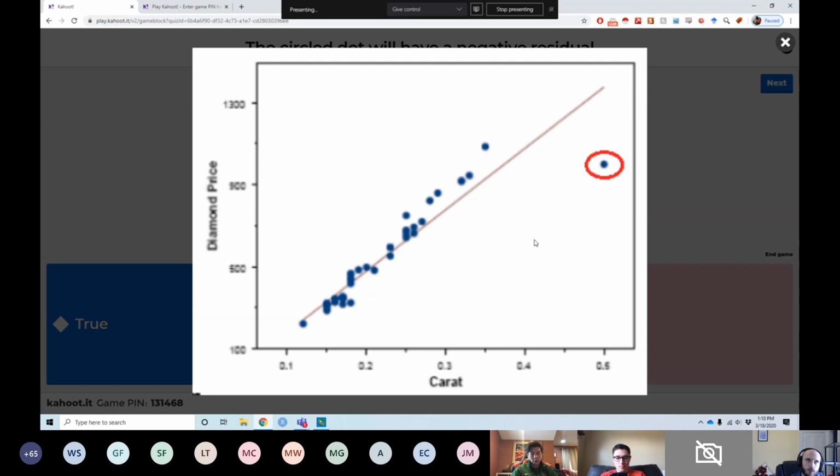We're usually just concerned about the size, the distance away it is, but you can also figure out if something is above or below the line based off the sign. If it's below the line, that means we over-predicted and the residual will end up being negative. If the dot is above the line, that means if we take y minus y hat, it ends up being a positive difference. So any dots below the line will have a negative residual. Any dots above the line will have a positive residual.